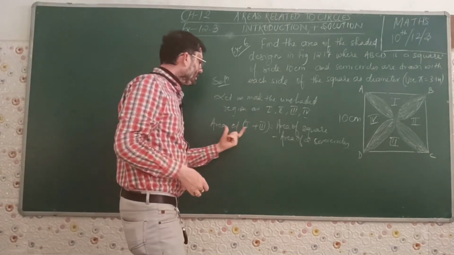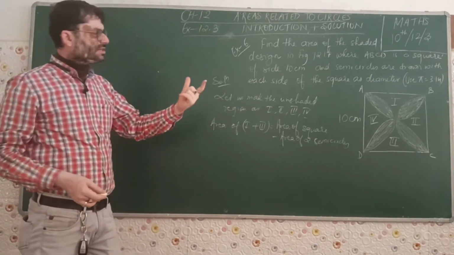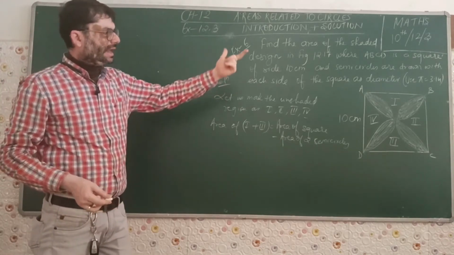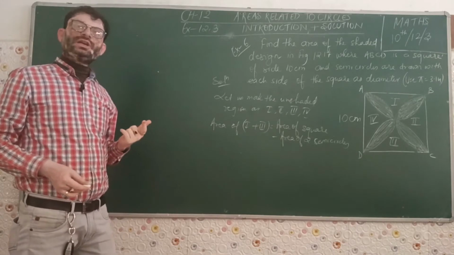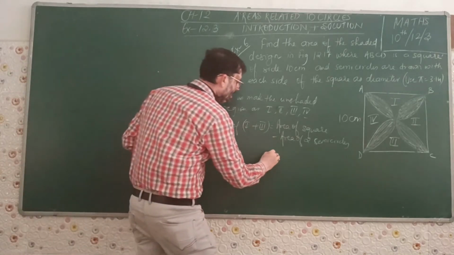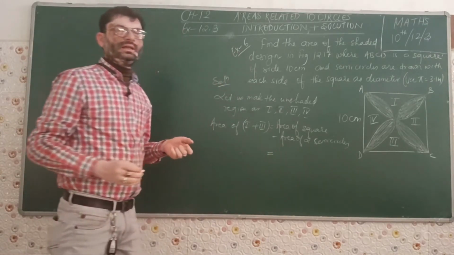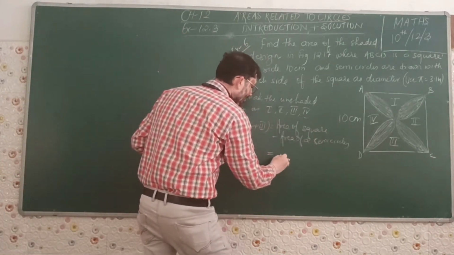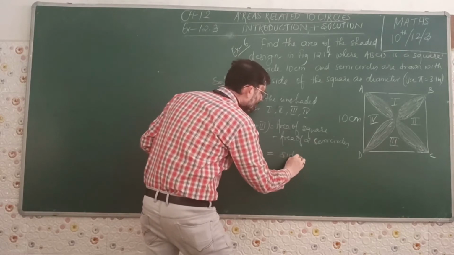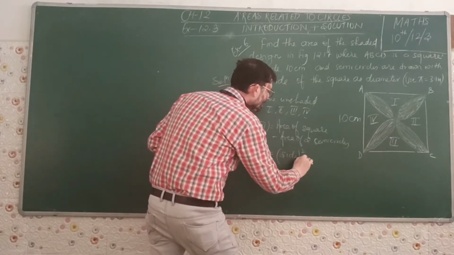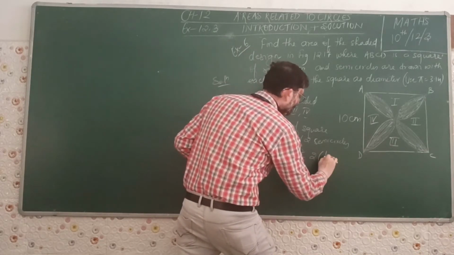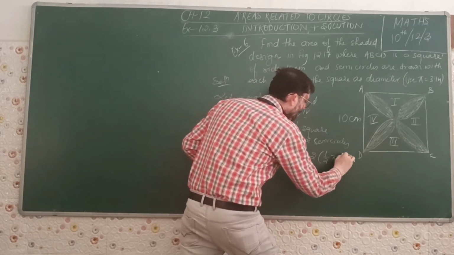So we will now first calculate the area of the unshaded region, that is 1 and 3 taken together, which will be equal to the area of the square minus area of 2 semicircles. Area of the square is side square or side into side. Here the side is 10 centimeter. If you want to write the formulas first, then also we can write side square minus area of 2 semicircles, meaning 2 into half pi r square.